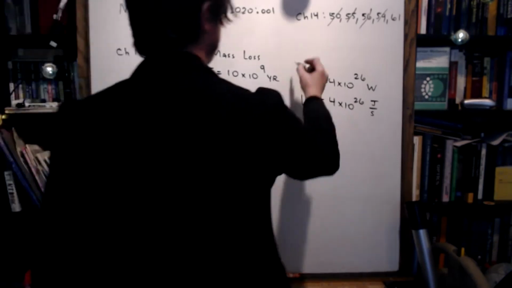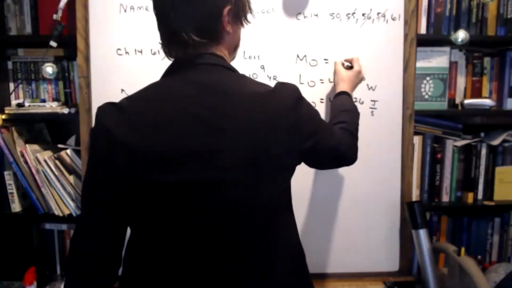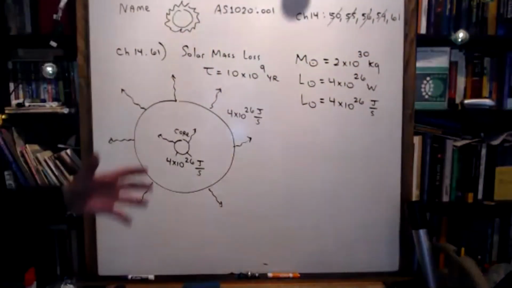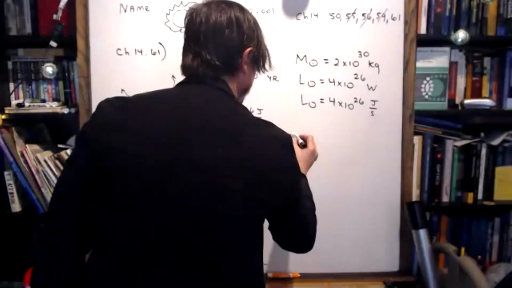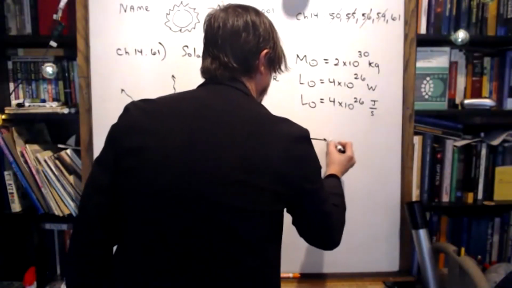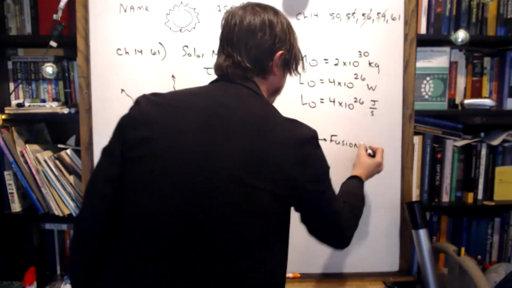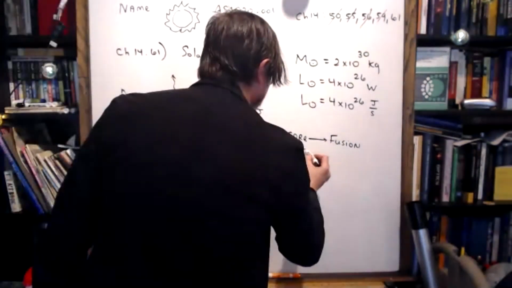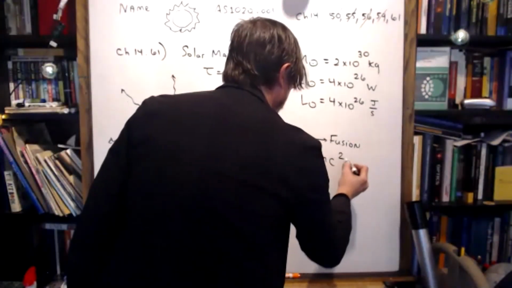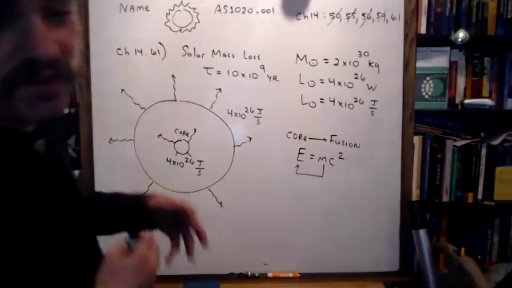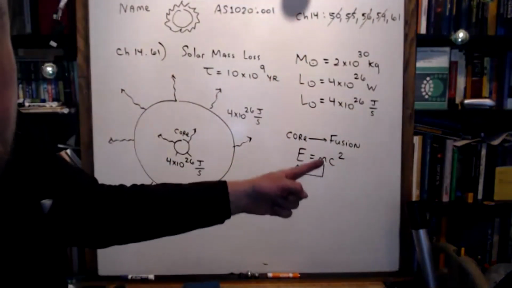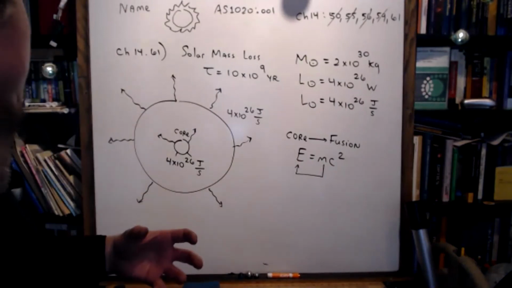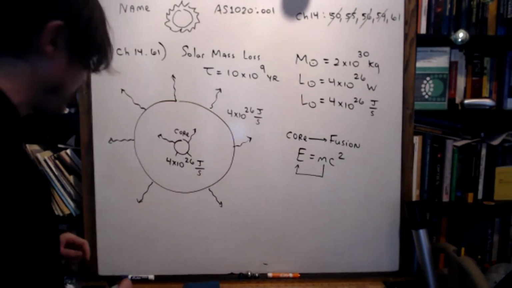So we're going to also use the mass of the sun as well, 2 times 10 to the 30 kilograms. We know that in the core of the sun, energy is being produced through fusion. And fusion works according to Einstein's famous equation, E equals mc squared. Mass is destroyed and it's converted into energy, okay? Let's calculate the mass lost in 1 second at the core of the sun.